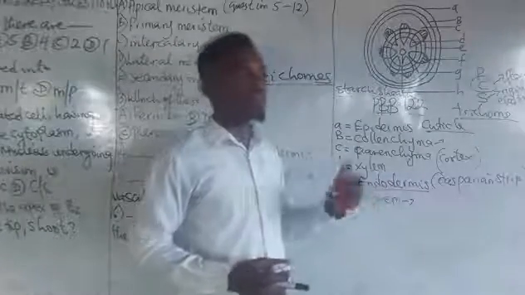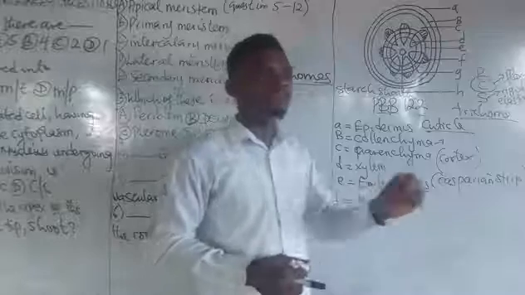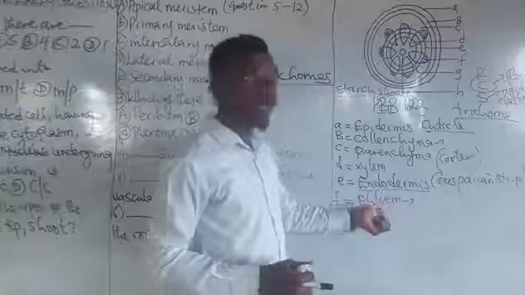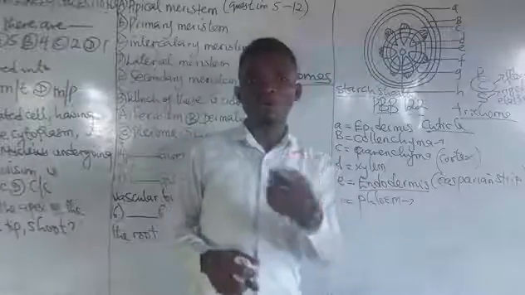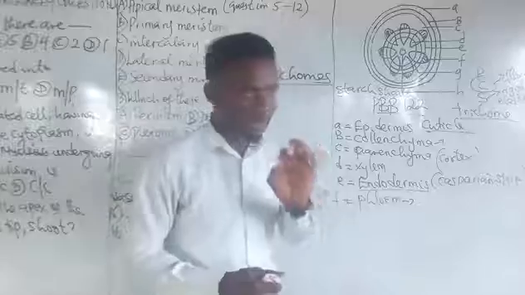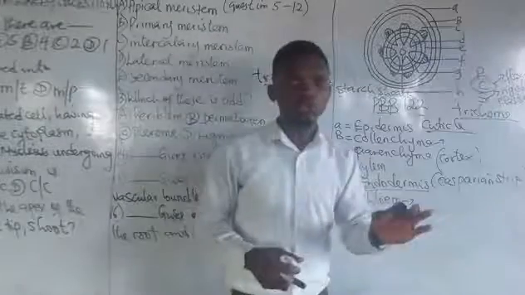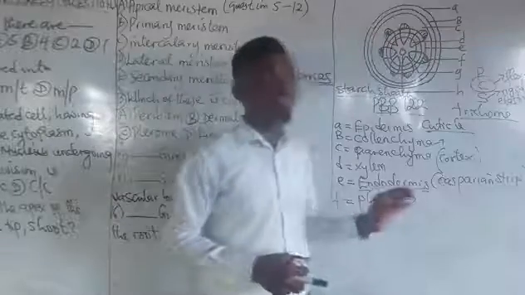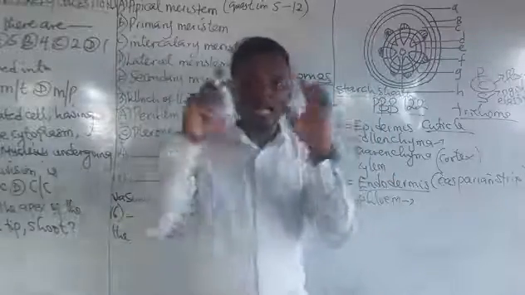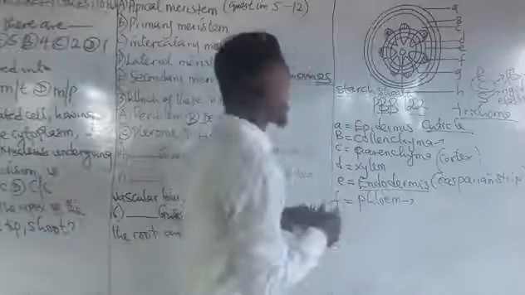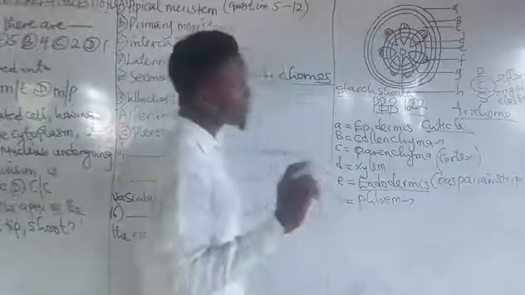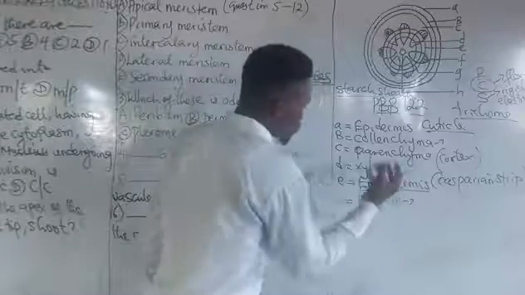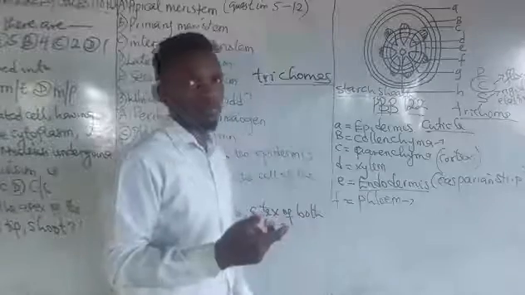They'll ask you which of these is structurally and functionally associated with the phloem, which has a large vacuole and distinct nucleus. I'll take it again. Which of the following is structurally and functionally associated with the phloem, having a distinct nucleus and large vacuole? The answer is the companion cells. The companion cells help the sieve tube to transport food. Please take note of that.